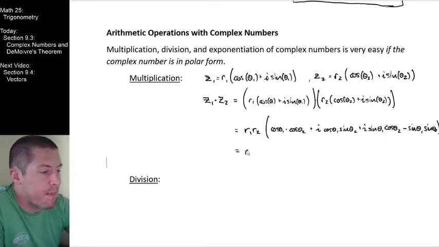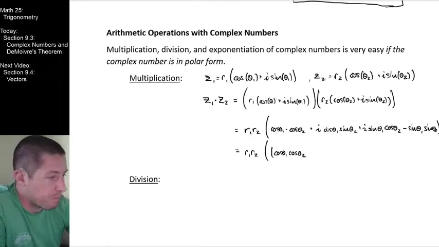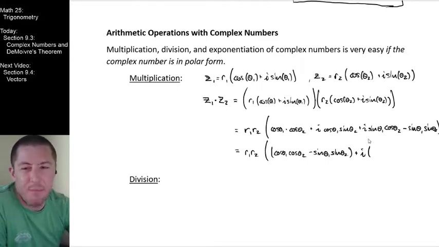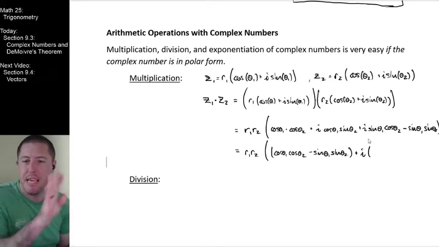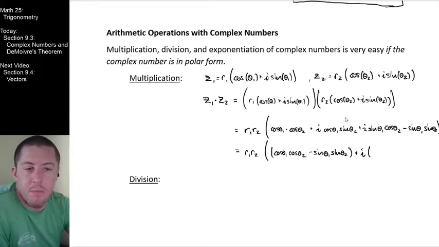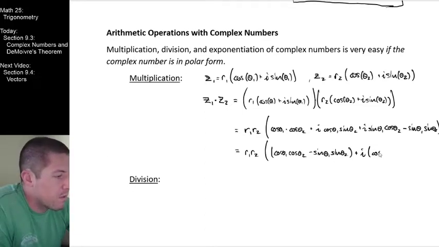So if I were to group these up, then we're going to get r1 r2 times, I'm going to do these in groups, cosine theta 1 times cosine theta 2, and my other real part is then minus the sines over here: sine theta 1, sine theta 2, plus i times, and again I'm writing this in standard form, a plus bi. I'm getting the i's all grouped out there. These are all the terms that have complex parts, that's these two terms in the middle. So I've factored out their i, and now I just need cosine theta 1, sine theta 2, plus sine theta 1, cosine theta 2.